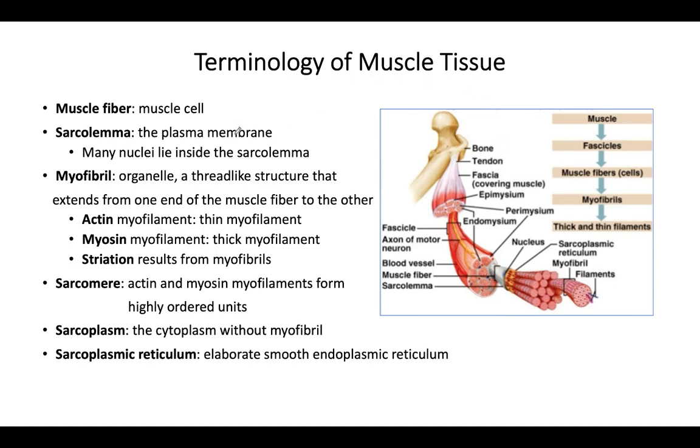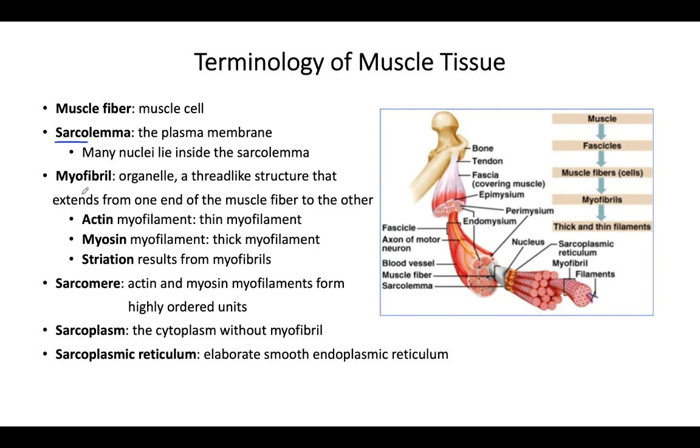From now on, I will use somewhat different terminology which is used only in muscle tissue. Muscle fiber is the same as a muscle cell. An ordinary cell has a plasma membrane. The plasma membrane in a muscle cell is called sarcolemma. Sarco means muscle, so sarcolemma means the plasma membrane of a muscle cell. Many nuclei lie inside the sarcolemma because the sarcolemma is the plasma membrane of a muscle cell. So inside the sarcolemma, there are several nuclei located.